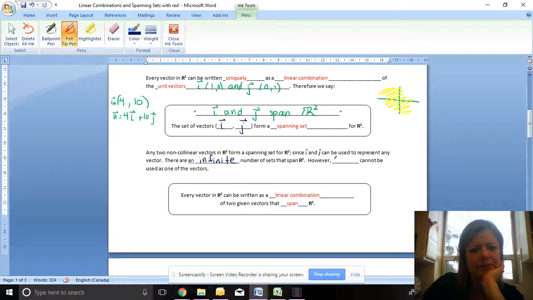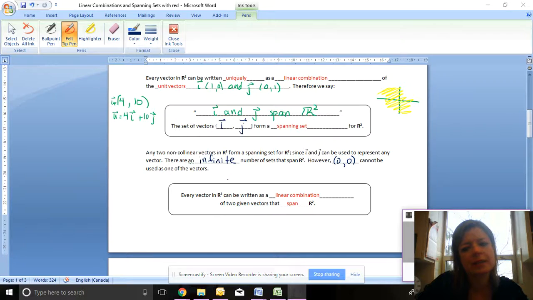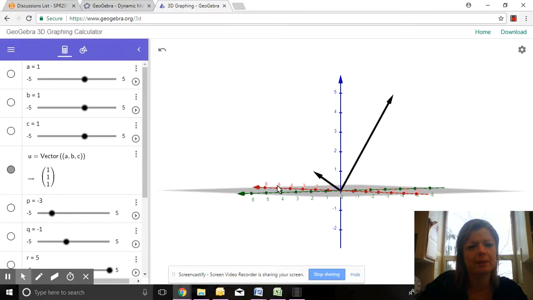However, (0, 0), the zero vector, cannot be used as one of the vectors. So every vector in R2 can be written as a linear combination of any two given vectors that span R2. Okay, so I'll show you what this means. We're going to get to the fact that this is true in free space as well.